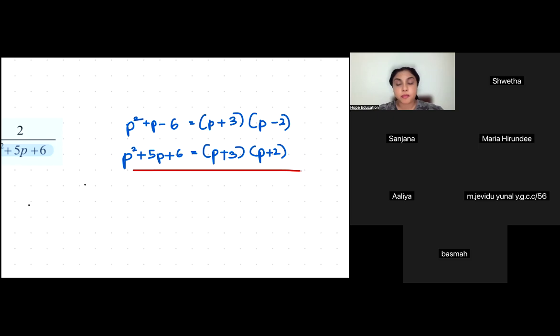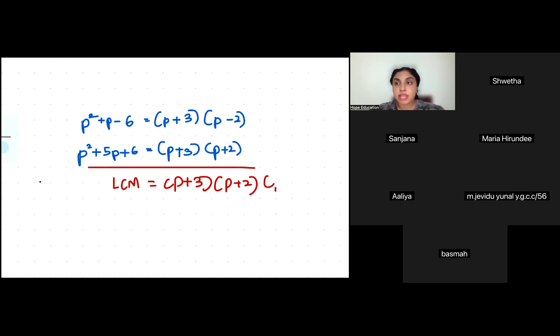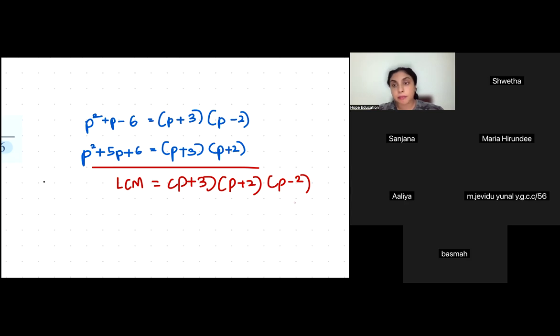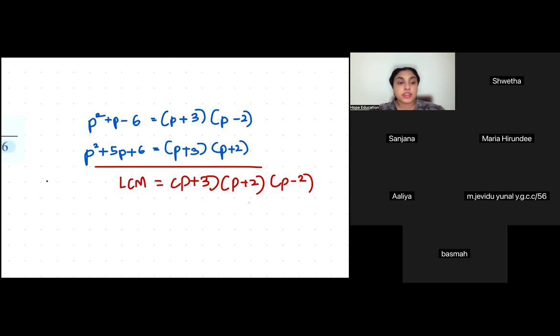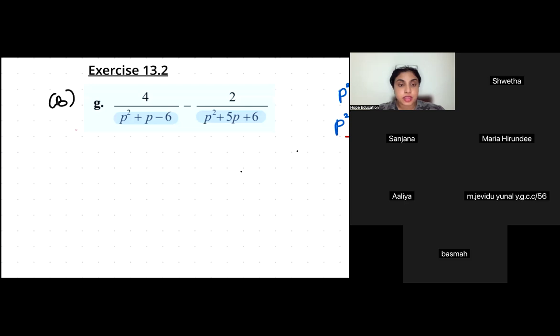Correct. I'm getting the answers in the chat box. We get the LCM. Look at the LCM, here p plus 3, here p plus 3, so the highest power is p plus 3. Then here p plus 2. And here p minus 2. So this is my LCM. The LCM is also what becomes the common denominator, children. So remember the LCM here: p plus 3, p plus 2, and p minus 2. So I shall move it here. And now that becomes my common denominator.